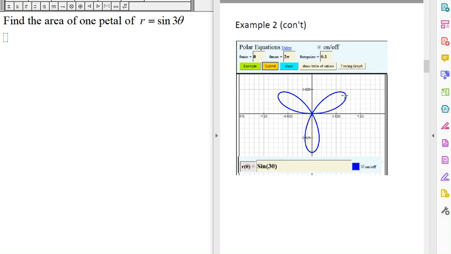What we want to do is find the area of one of them. Then, since we want the whole thing, we can find one and multiply by 3, and that will give us the area of all three petals. But the problem here is that if we go from 0 to 2 pi, we get three petals. So we need to figure out where this one petal goes from, from what alpha to beta.